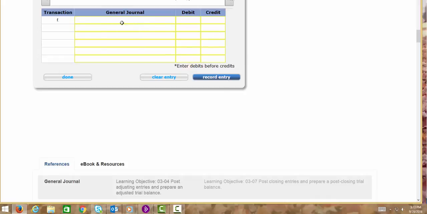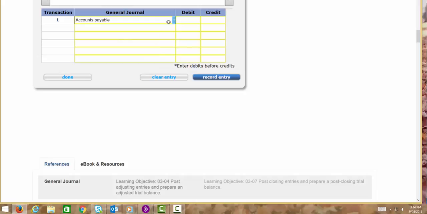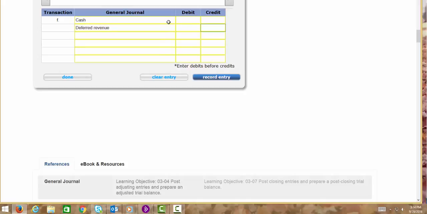You received cash in advance. So you're going to debit your cash and you're going to credit your unearned or deferred revenue. Your homework is using the account deferred revenue. So it should be cash here. Oops. And deferred revenue is the credit. That's important because later when you adjust it.